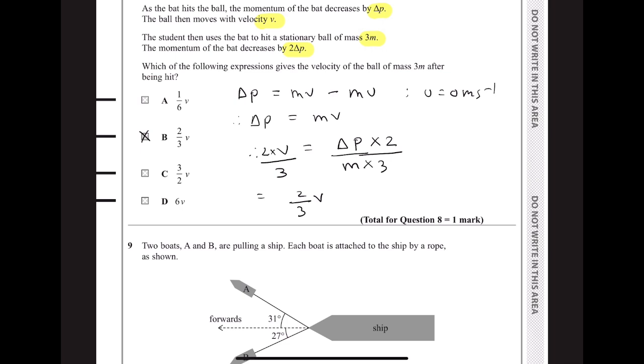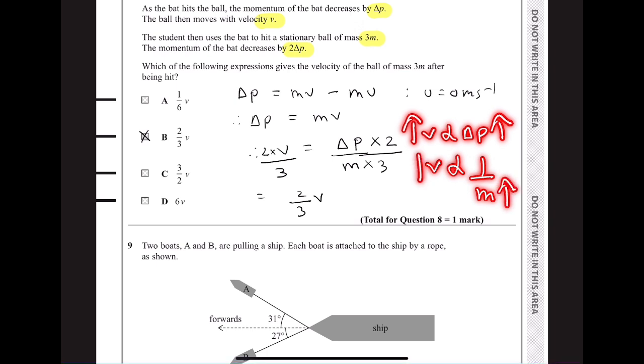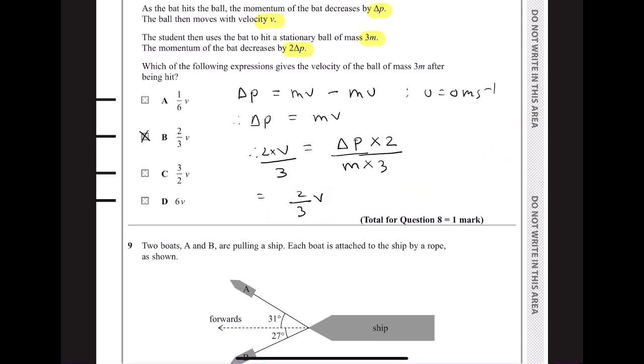Why are we doing this here? Velocity is directly proportional to change in momentum, and velocity is inversely proportional to m. As momentum increased by a factor of 2, velocity will increase by a factor of 2, and as mass increased by a factor of 3, velocity will decrease by a factor of 3. Hence the answer is this.